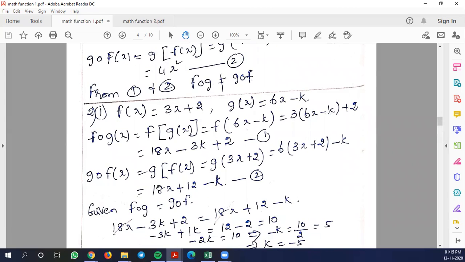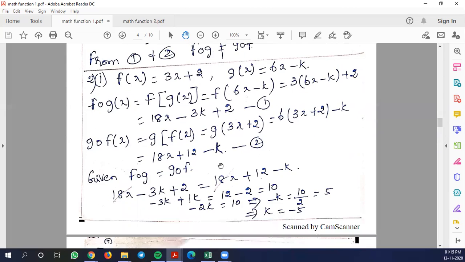Now g of f of x equal to g of, what is f of x? 3x plus 2, that is equal to, this is our x now. What is g of x? It is 6x minus k. So 6 into 3x plus 2 minus k. Expanding this one, 18x plus 12 minus k. Now these two are equal, it is given. So I am equating this 1 and 2. 18x, 18x get cancelled.